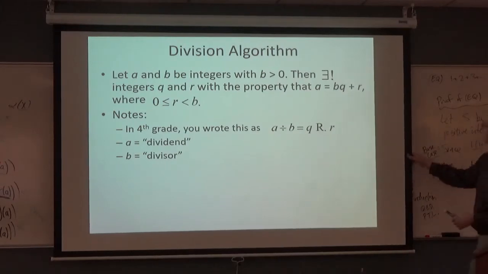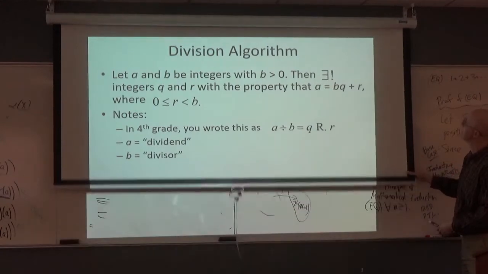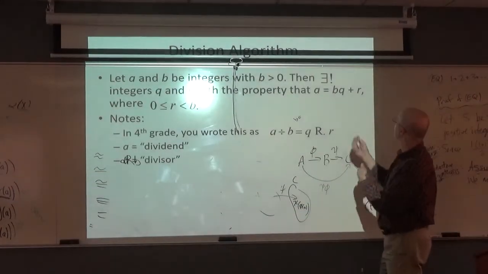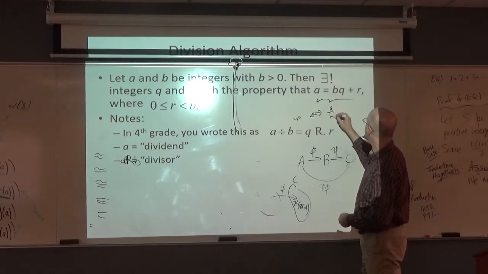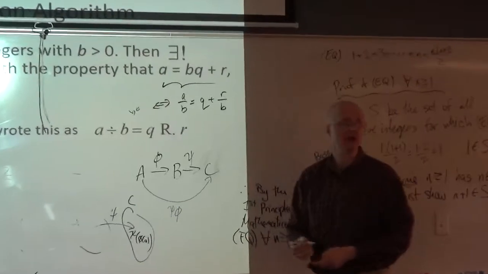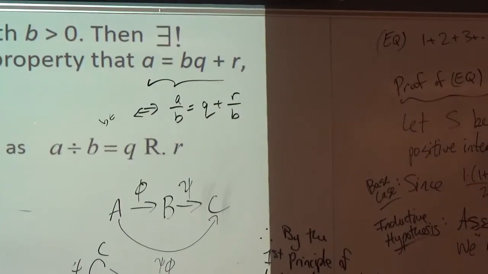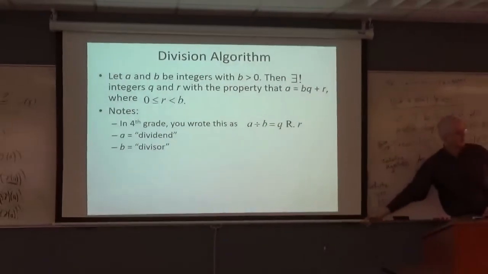By the way, it's also good to realize, if you allow yourself to think about fractions, that this equation is equivalent to A over B equaling Q plus R over B. That's good to think about too. Okay, if you allow yourself to think about rational numbers and not just integers. Q is called the quotient, and R is called the remainder.